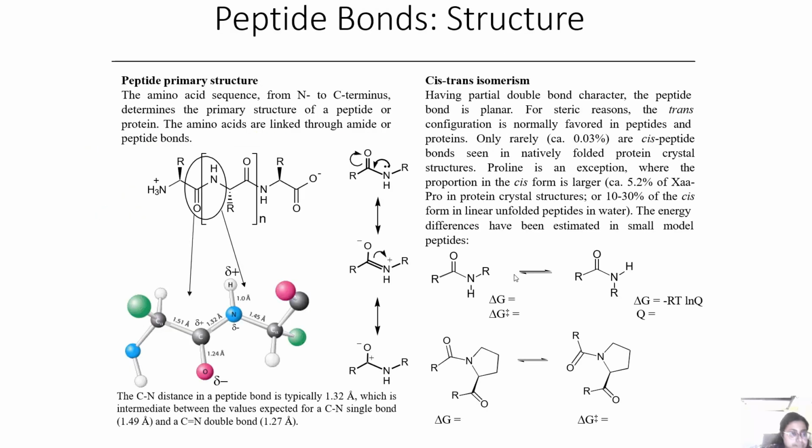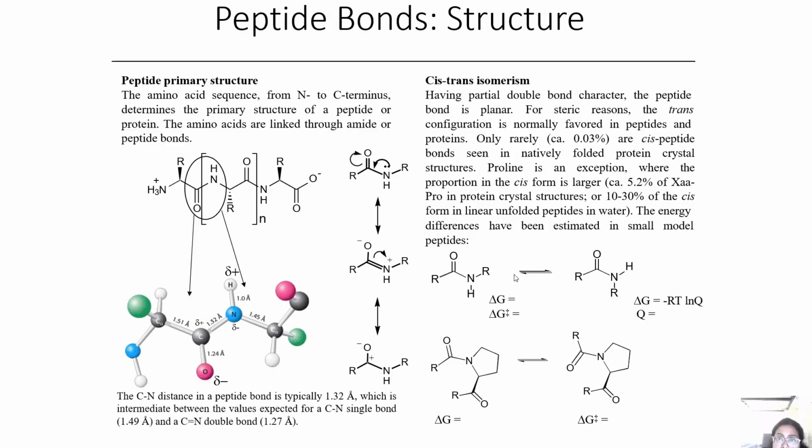We have talked about peptide bonds a lot. The amino acid sequence from N to C terminus determines the primary structure of a peptide or a protein, and the amino acids are linked together through amide peptide bonds. The CN distance in a peptide bond is typically 1.32 angstrom, which is intermediate between the values expected for a CN single bond, 1.49 angstrom, and a CN double bond, 1.27 angstrom.